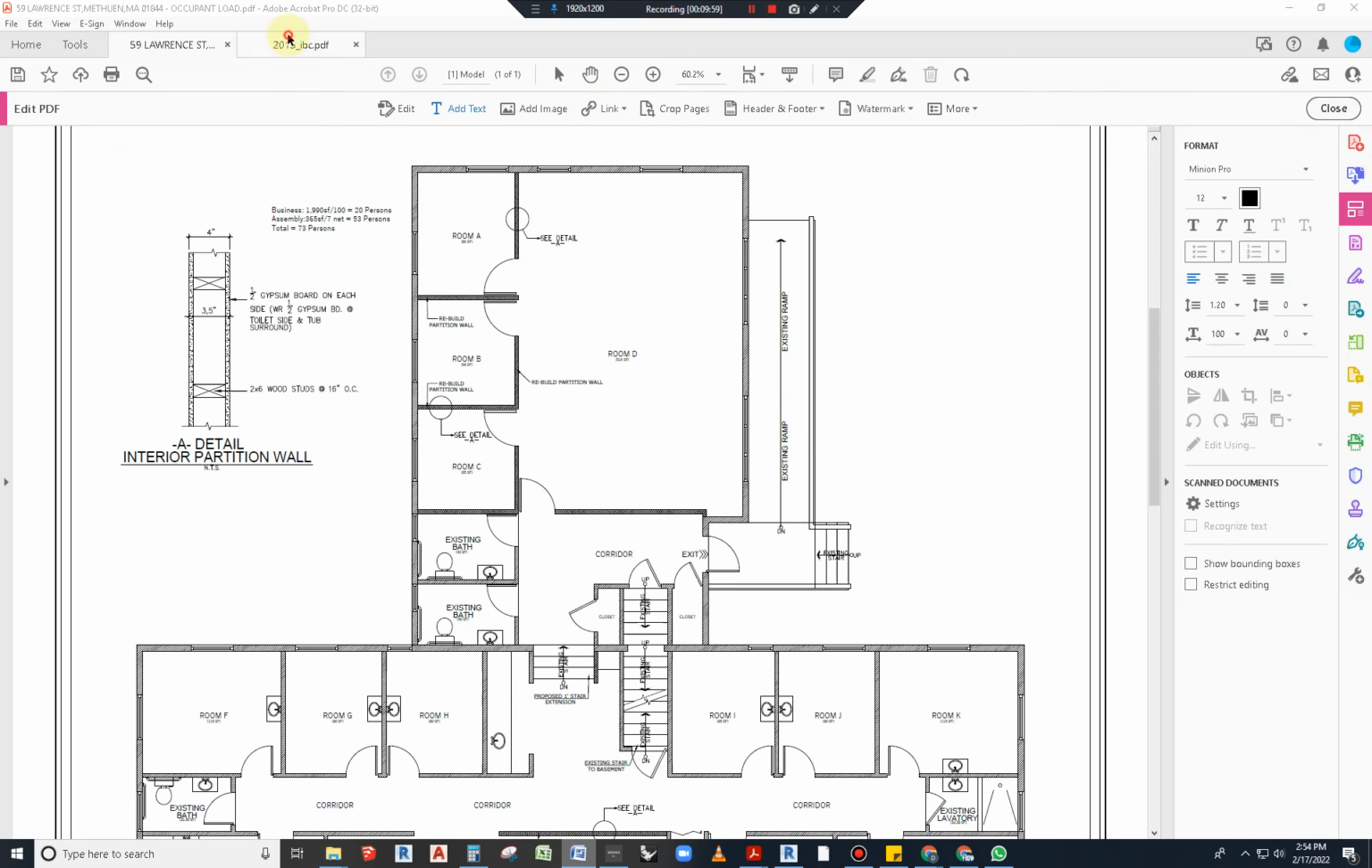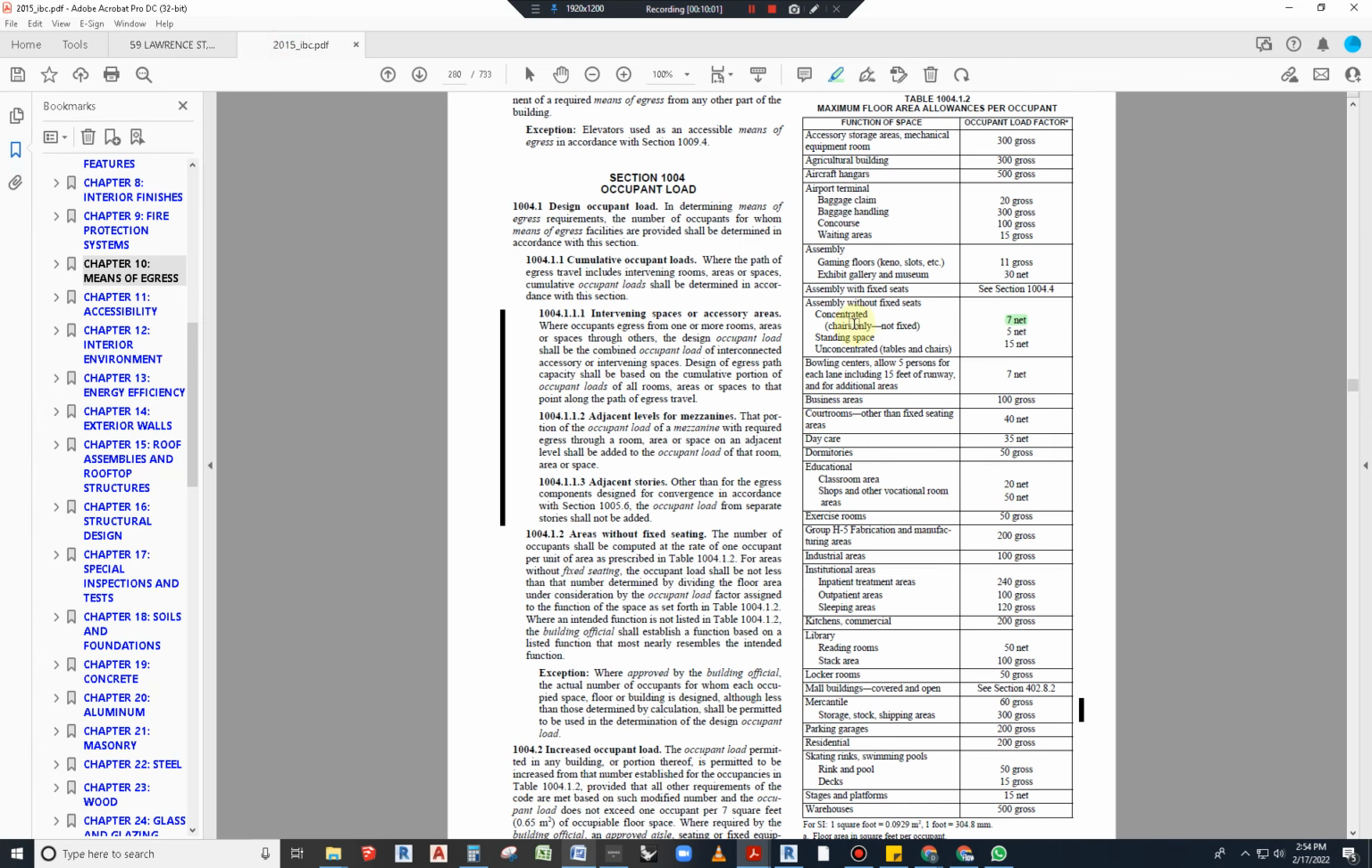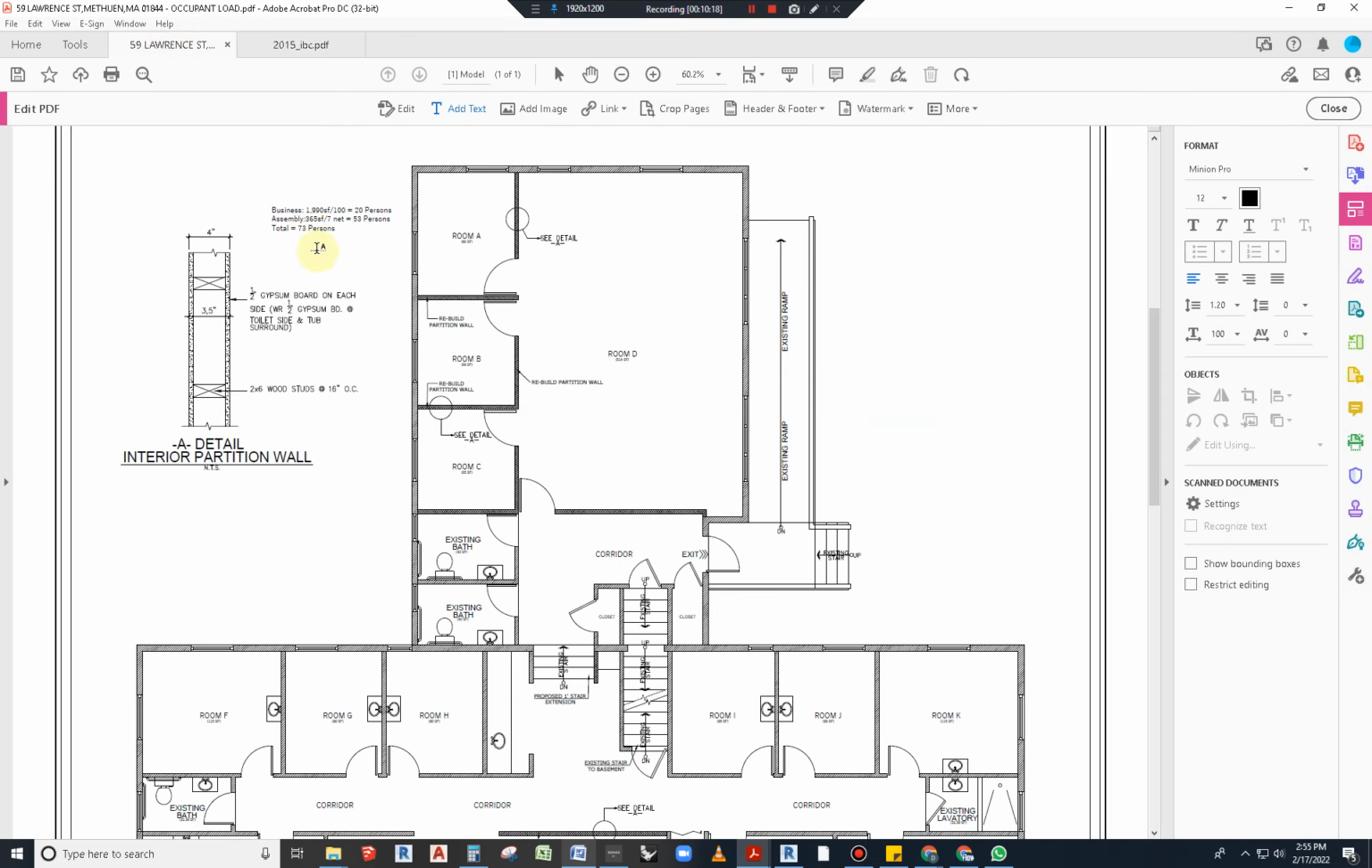So there's a difference between using one thing versus the other. So assembly without fixed seatings, concentrated chairs only non-fixed 7, standing space 5, unconcentrated tables and chairs 15. I don't think we have tables and chairs. This is not a restaurant. This is just a little waiting area. So there's just chairs and they're non-fixed. And that's it. All right, thank you so much.